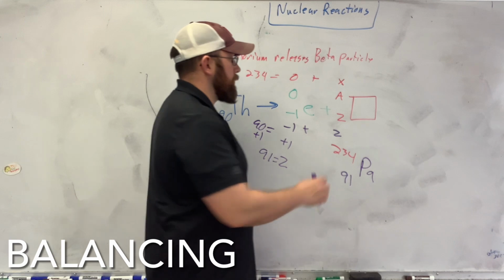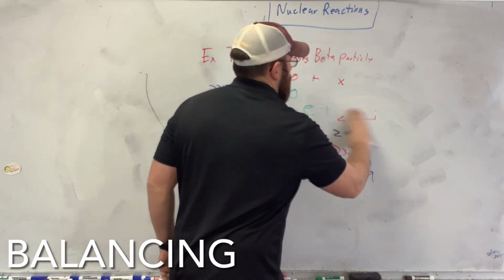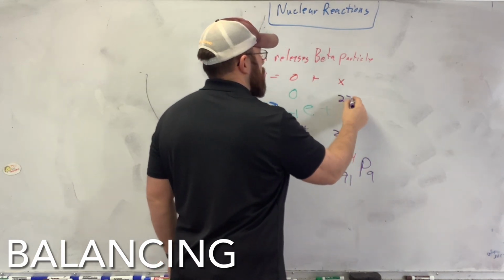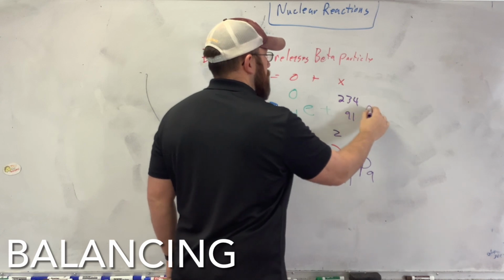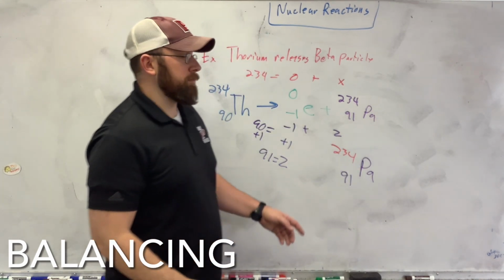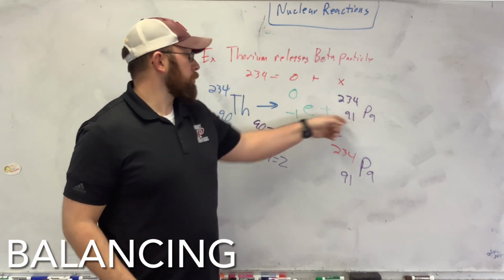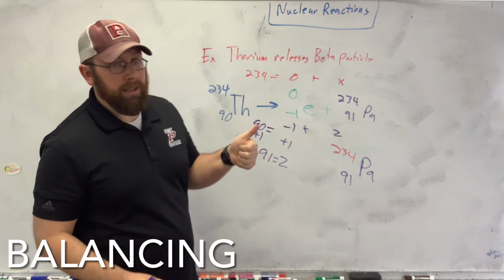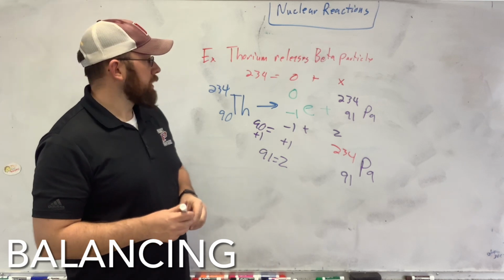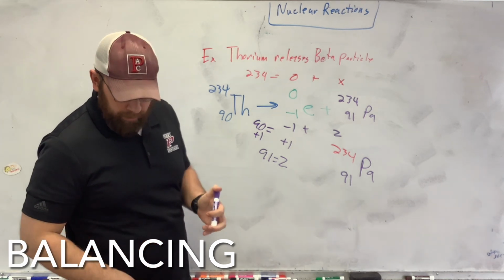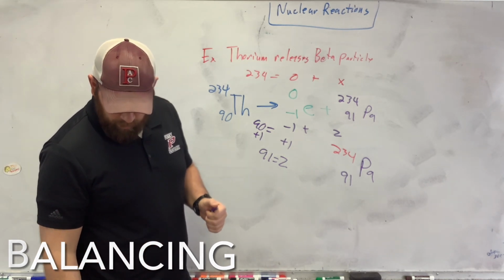So if I switch this to 234 over 91 protactinium, however you say it. So 234 plus 0 is 234, 91 minus 1 is 90. And there you go. That is how you balance a nuclear equation. We're going to do another one now.